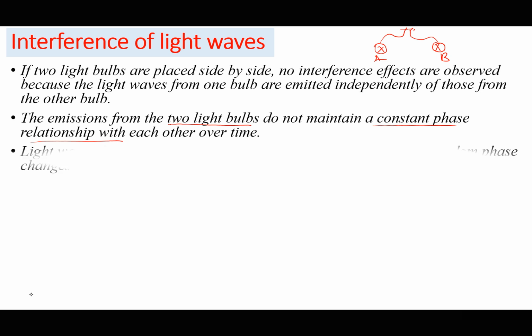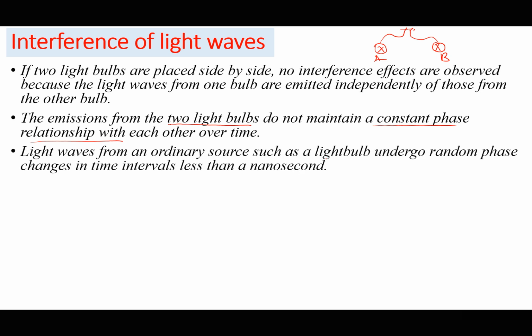So light waves from an ordinary source, such as a light bulb, undergo random phase changes in time intervals which are less than nanoseconds. The light from a light bulb will undergo a random phase change in a time which is extremely small, about a nanosecond. And of course, our eyes cannot rapidly follow these changes which occur in a very small period of time. A nanosecond is 10 to the power of minus 9 of a second. Our eyes cannot respond to such rapid changes.